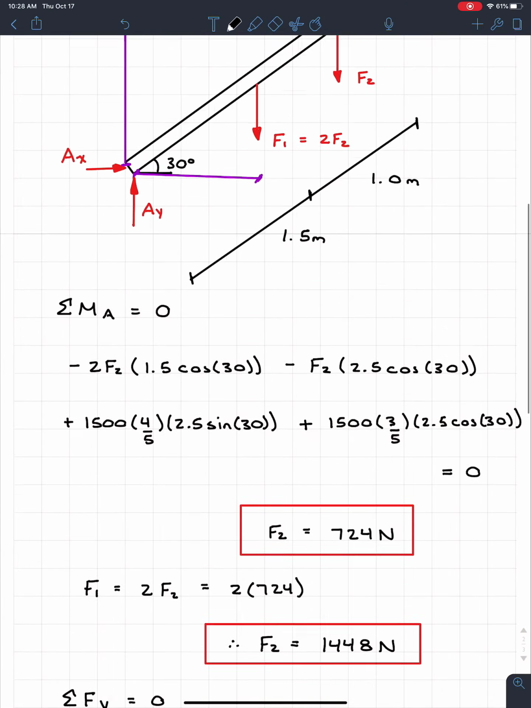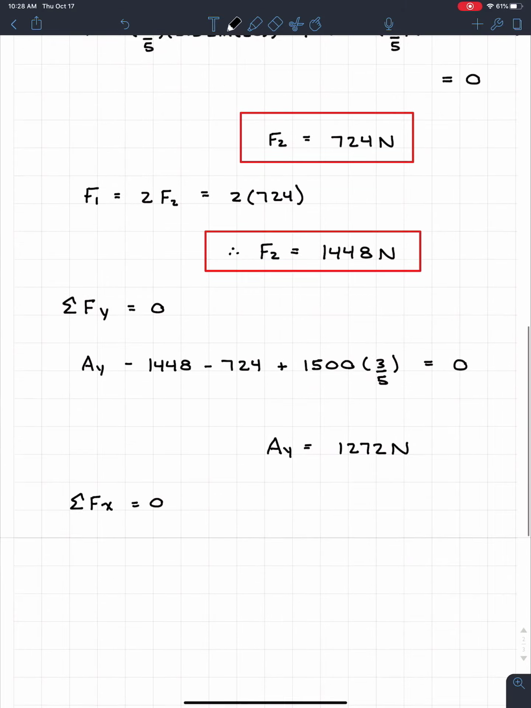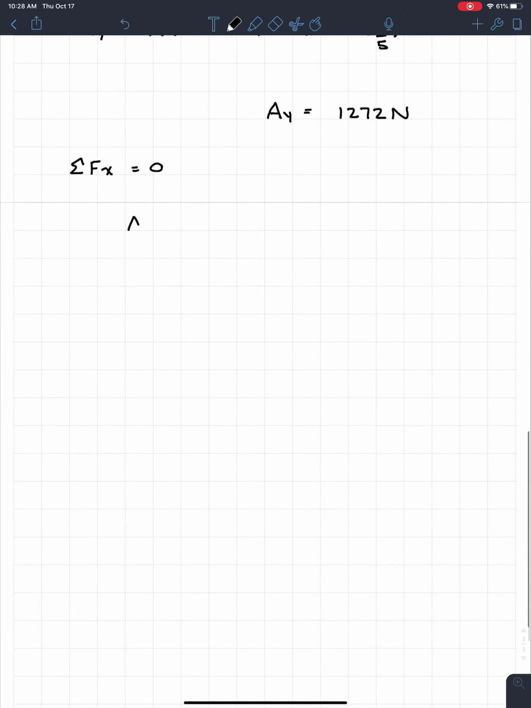It's not too bad because F1 and F2 don't have any components. So we have AX, and we assumed it's positive, and then minus 1500 times 4 over 5, just the horizontal component of that rope, is equal to 0. So AX is going to be equal to 1200 newtons. So now we have AX and AY.